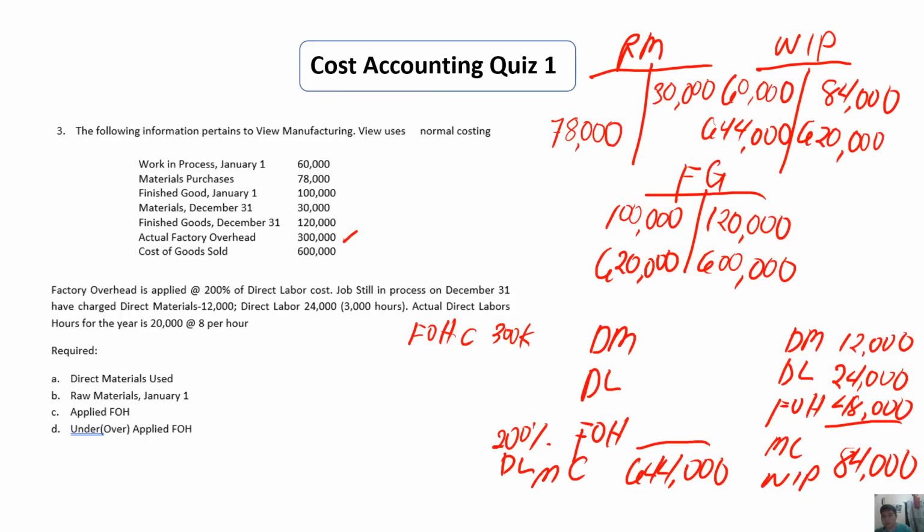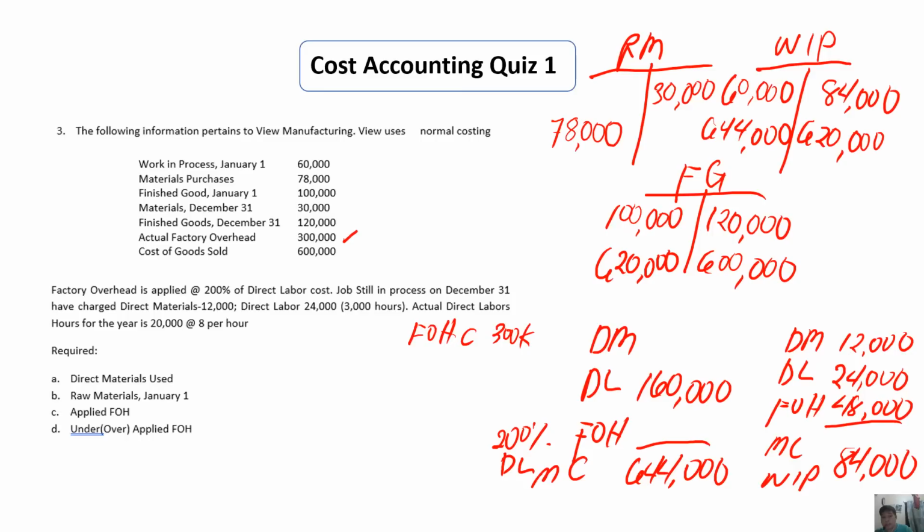I-distribute natin yan. Sabi natin kanina, may binigay diyan na information. Yung actual direct labor hours daw natin ay 20,000 hours, tapos 8 pesos daw per hour. Kuhain nyo lang po yan. So 20,000 times 8 pesos per hour, meron tayong ilalagay dyan na 160,000 pesos. Nakuha yung 160,000 pesos, 20,000 times 8 pesos per hour.